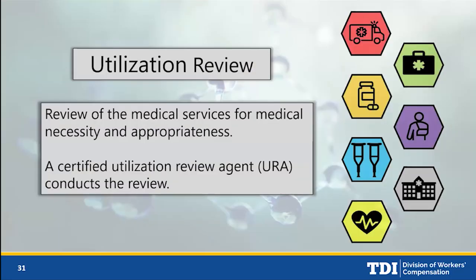Utilization review is a review of medical services for medical necessity and appropriateness, and it's done by the carrier. And the carrier's agent that does that is called the Certified Utilization Review Agent. Some carriers hire that out, they contract with the URA, or sometimes they'll have it in-house. Each of the utilization review agents has to be certified by the Texas Department of Insurance. So they're the ones that conduct the review.